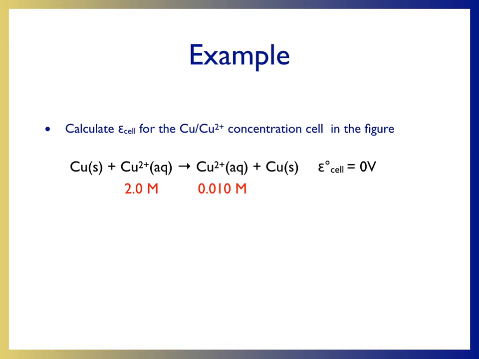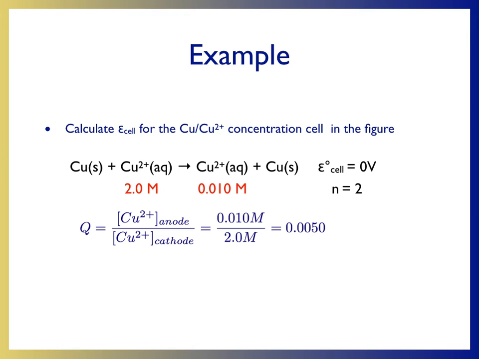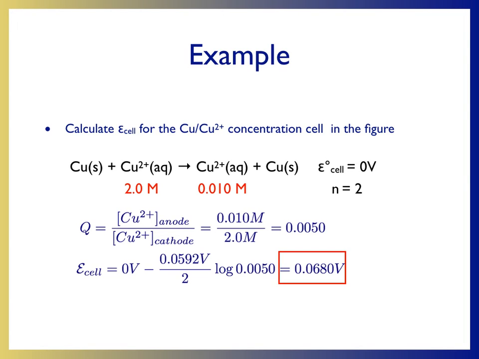Since the two half cells are the same, the standard cell potential will be 0. However, 2 moles of electrons will be transferred between the two species. We need to calculate Q to get the cell potential. In this case, Q is equal to the concentration of copper on the anode divided by the concentration of copper for the cathode. This gives us a Q that's equal to 0.0050 for the reaction. We are now ready to plug in our values. We end up getting a cell potential of 0.068 volts, a non-zero cell potential.